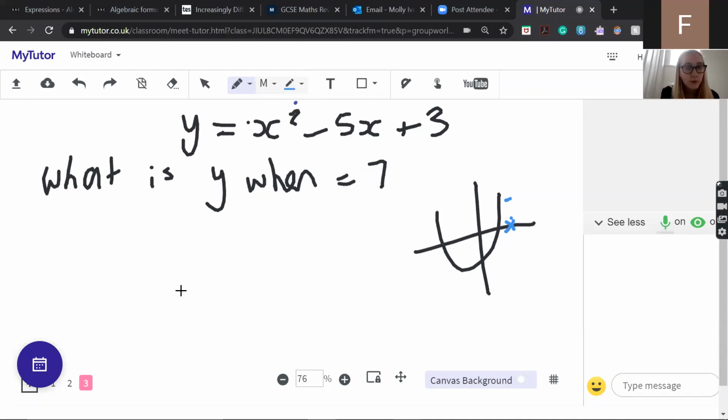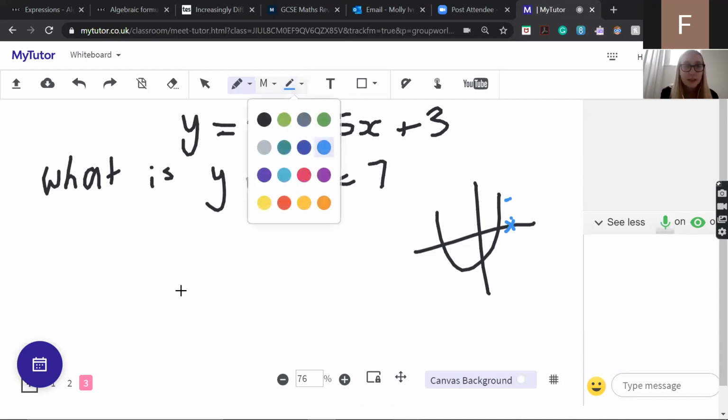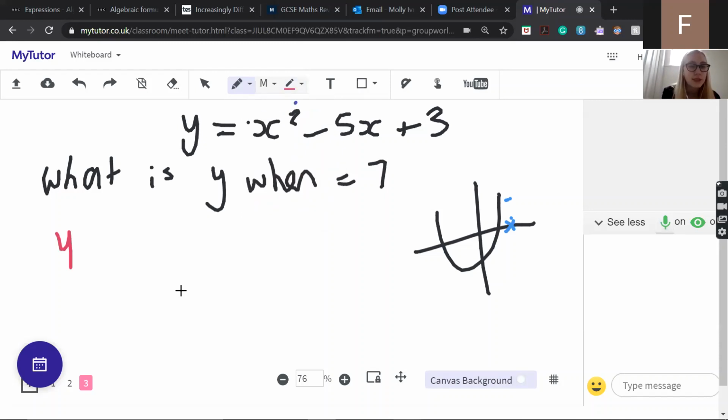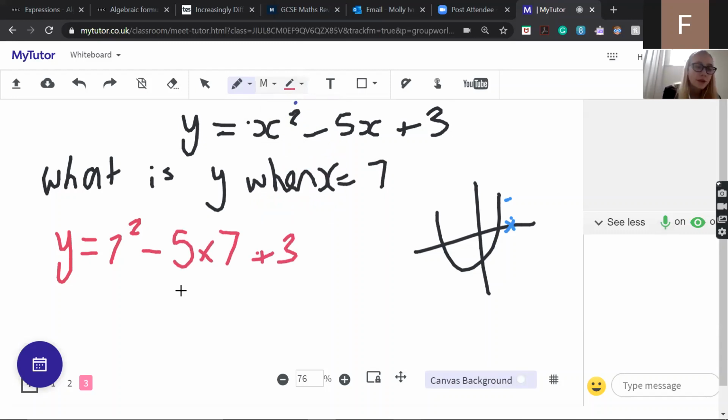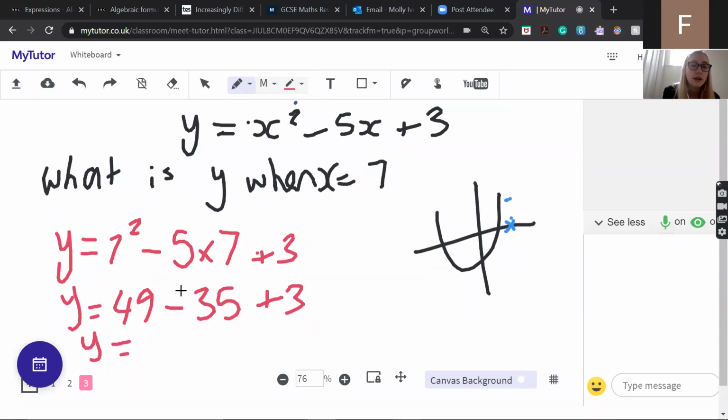So the way that we work this out is we substitute in x being 7. So we say y equals 7 squared. Whenever you see an x, you put in, oh, I didn't even write when x equals 7. Whenever you see an x, you put a 7 in its place. So y equals 7 squared minus 5 times 7 plus 3. So y equals 49 minus 35 plus 3. So y equals 17.